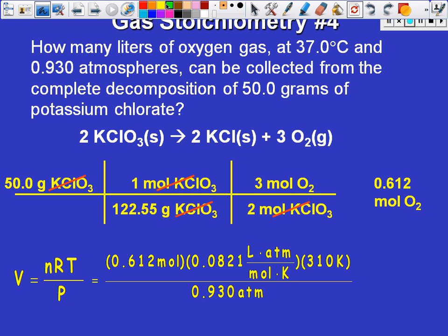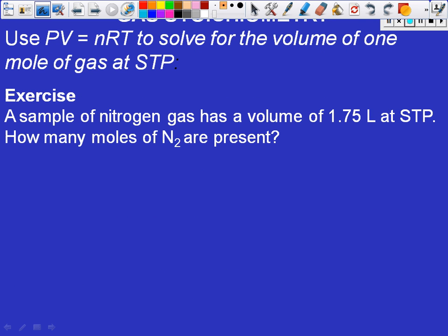Now, would it have been much nicer had everything been at STP? Yeah, well then we could have just used the 22.4 liters in 1 mole and been done using stoichiometry. But we are going to have to use PV = nRT because it's not at STP. All right, which ends up giving you 16.7 liters. All right, hopefully that makes sense.